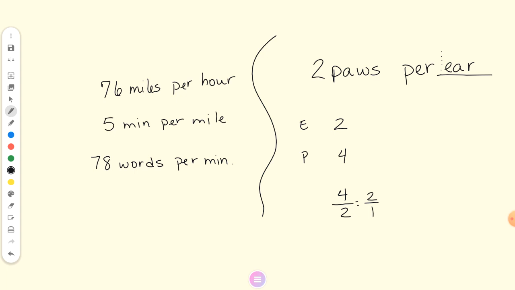Who can give me something else? Oh, tail. 4 paws per 1 tail. So guys, I want you to write this: 4 paws per tail. We don't say per 1, we just say per tail, and it's understood that there's a 1 there. Who can give me another one, Leo? 4 paws per every. Nope, we don't say per every. It's per and then a label.